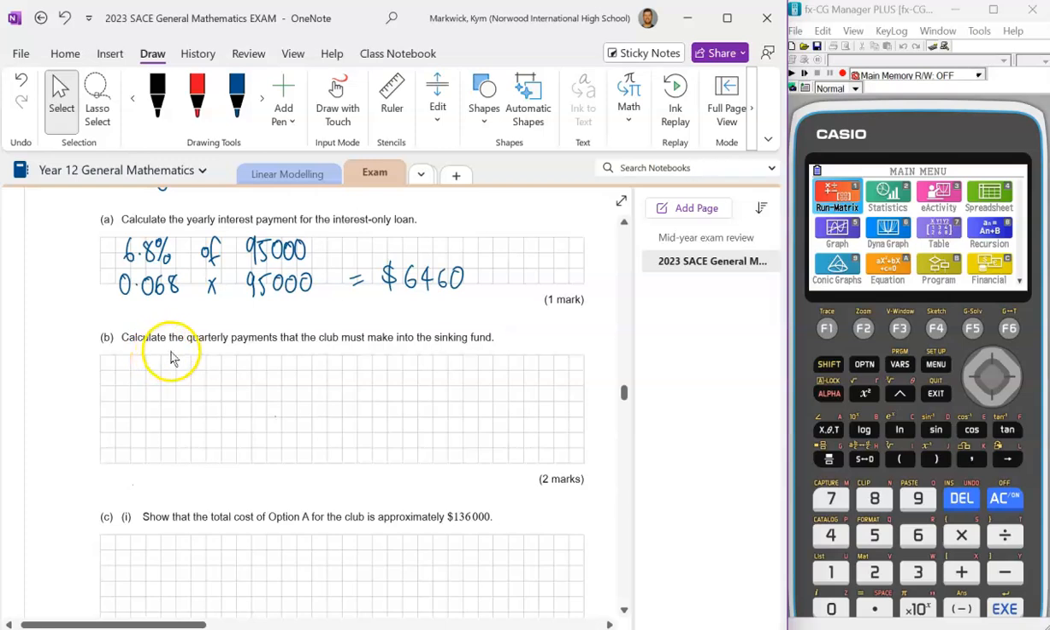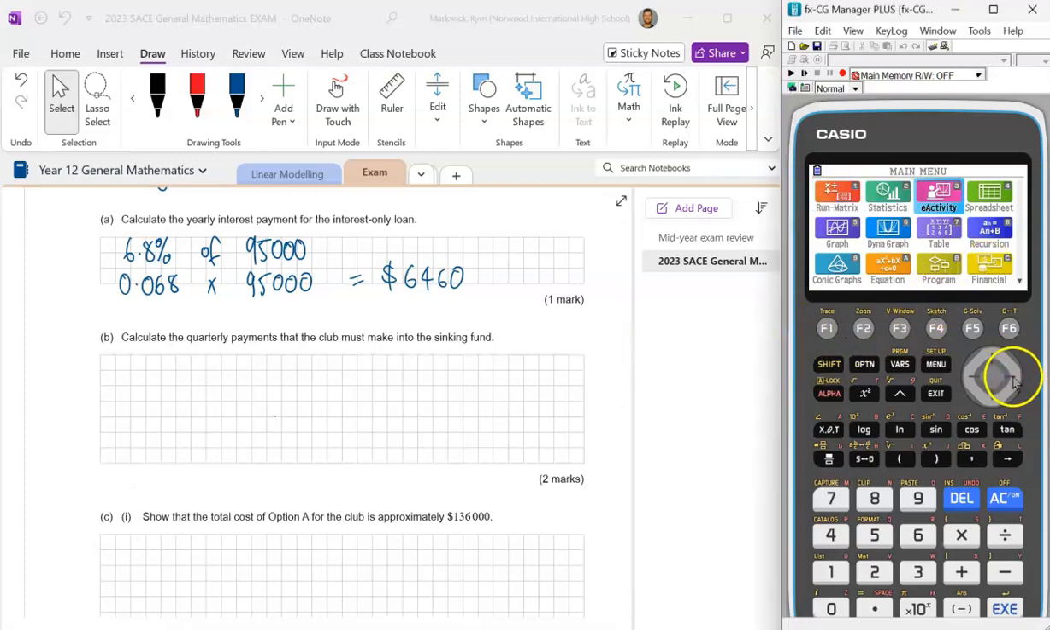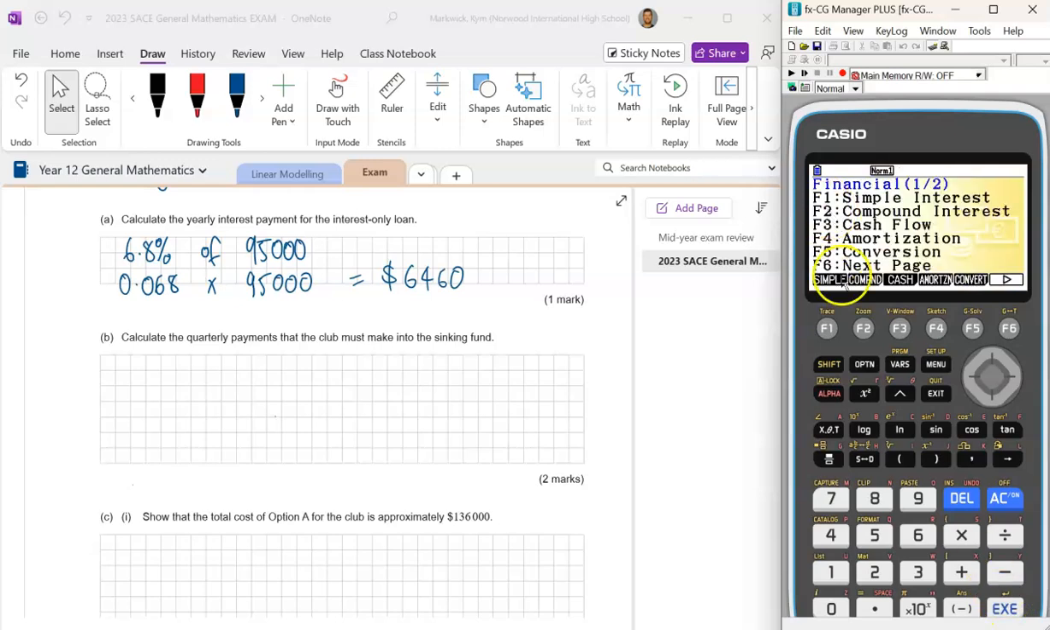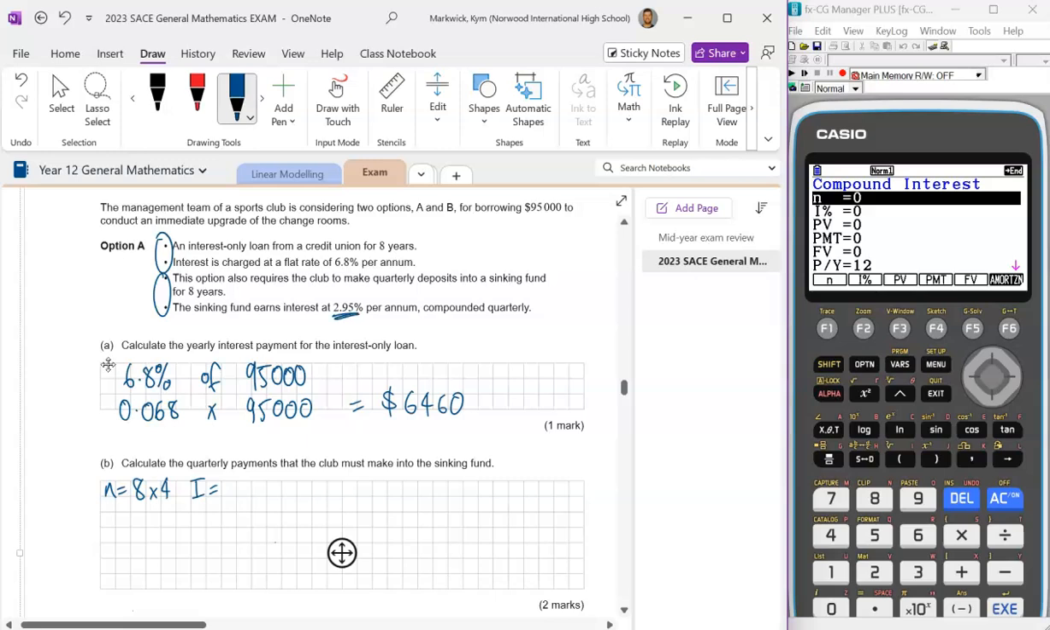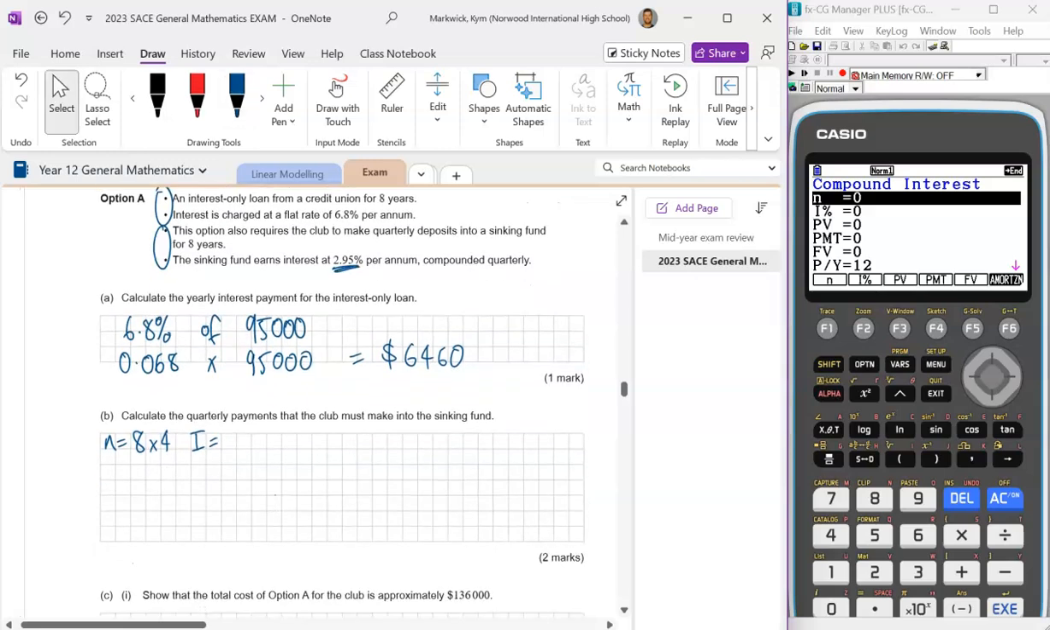It then says to calculate, in part B, the quarterly payments that the club must make into the sinking fund. So this is where we're going to use the financial section of our graphics calculator, head into compound interest, so F2, and we're going to put in these values. N, the number of periods that the sinking fund is open for, is 8 years, and they are making payments quarterly, so 8 times 4, or 32. The interest rate is, from the original question, 2.95%. So let's go ahead and put that in.